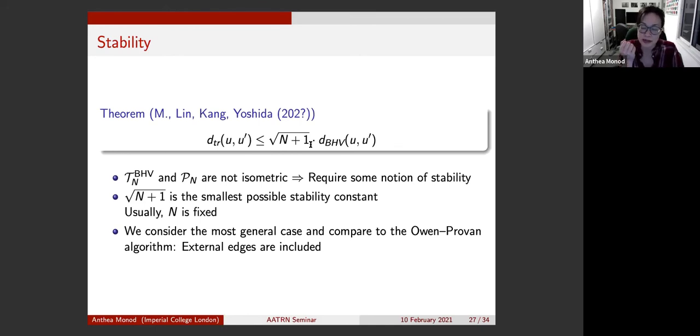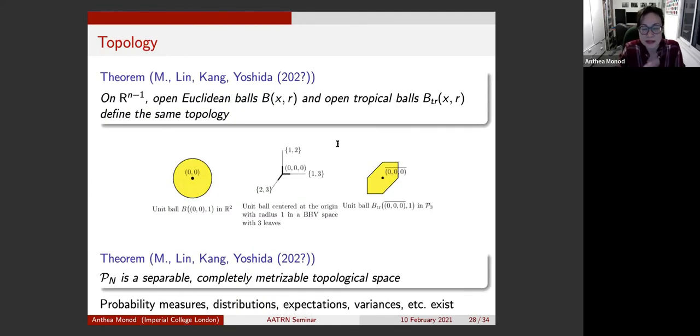And one thing that I would also like to note here is that this BHV metric that we computed is not actually the BHV metric which Billera, Holmes and Vogtmann originally proposed, because in our case our trees have to include the external edges. Whereas in the original construction of BHV space, remember that external edges were not included. So this looks worse than it really is, because we're also adding in the external edges. So basically we have this relationship between our metric and their metric. But again, using this isometry and these different mappings and quotient spaces, we can get pretty nice results.